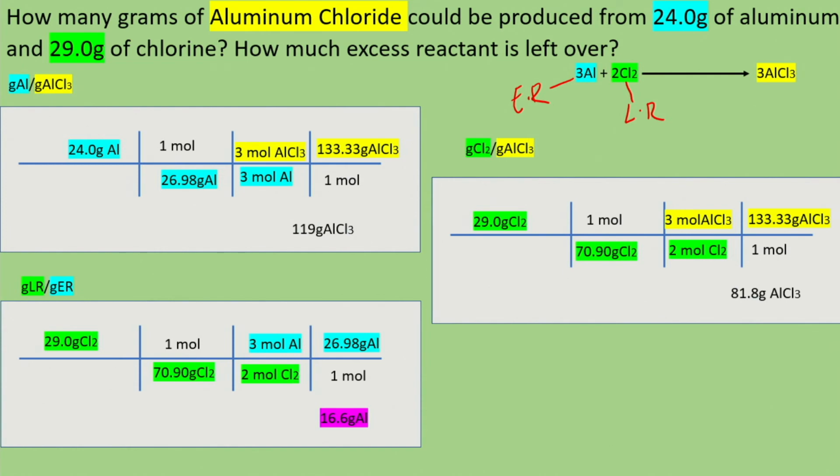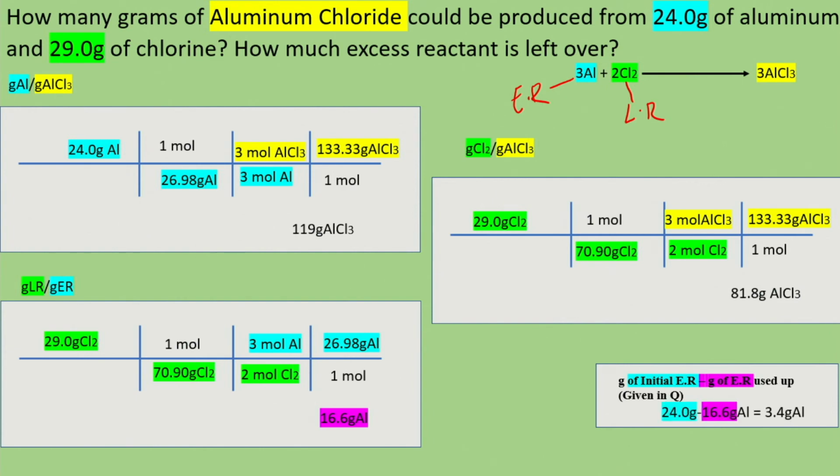So now for the last part, we're going to take the initial excess reactant from our question, which was 24.0, and we're going to subtract our 16.6, and we see that our final answer is 3.4 grams of aluminum. Now notice for sig figs, because it's a subtraction, we're going by the least number of decimal places.